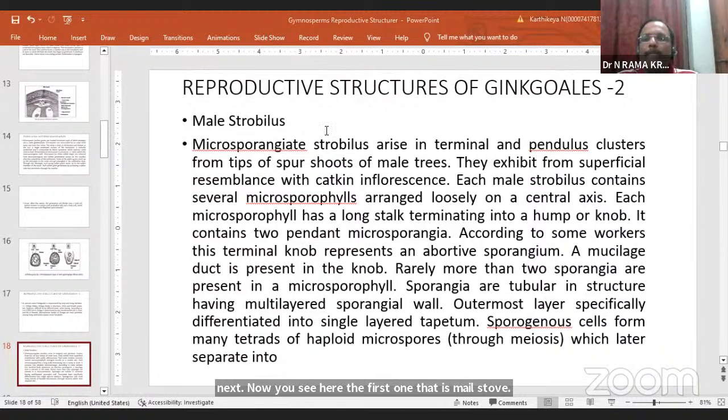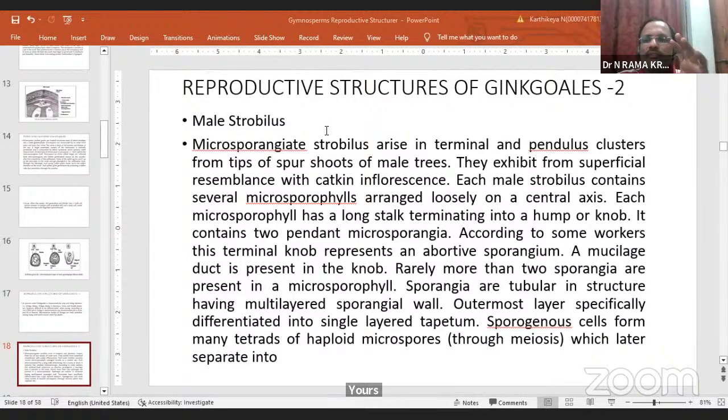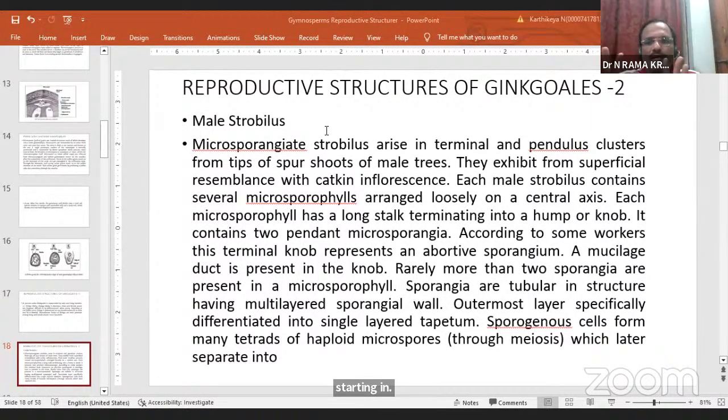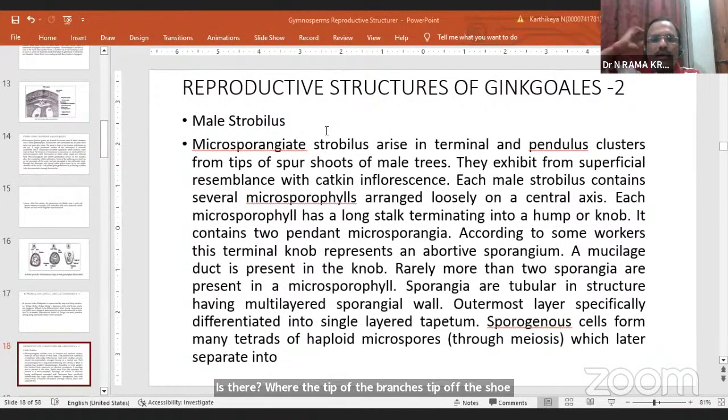Already you know very well. Here, when we are studying Ginkgo biloba, the strobili are in clusters. I am not going to explain again what strobili are. Already you know very well. Strobili are cones. So here in Ginkgo, all the strobili are in cluster-like structures at the tip of the branches, the tip of the shoot.